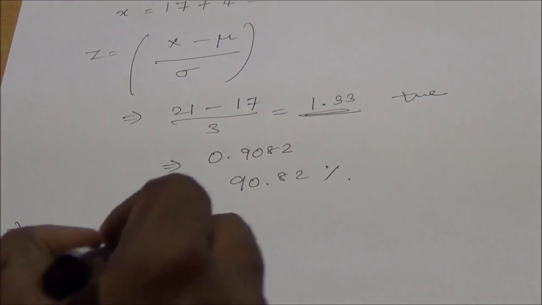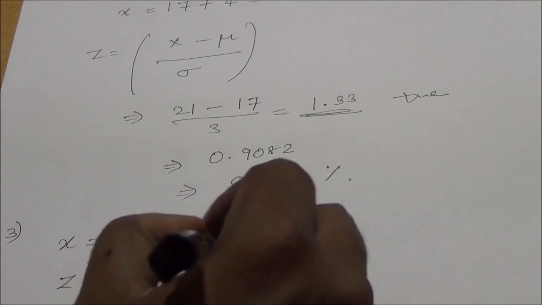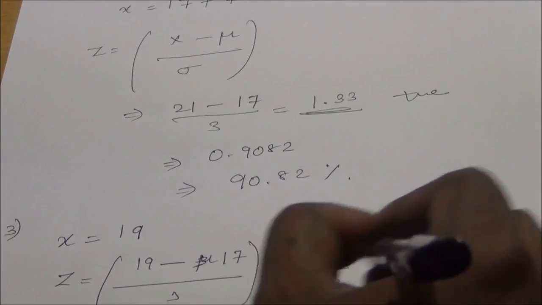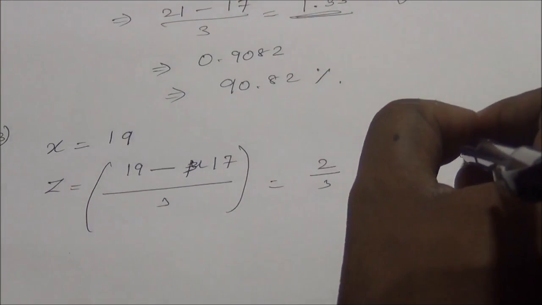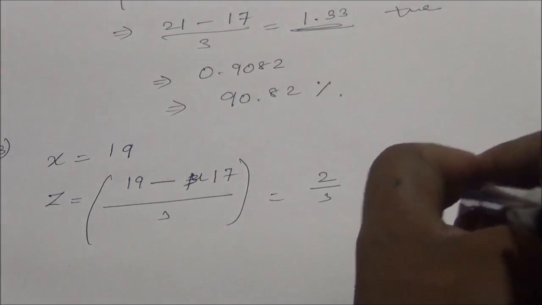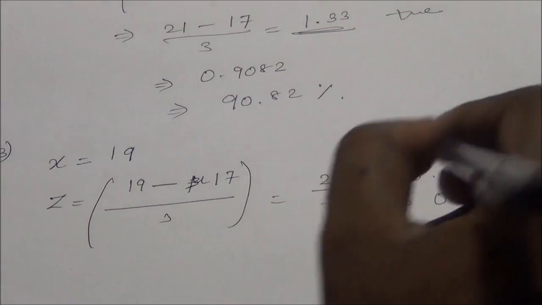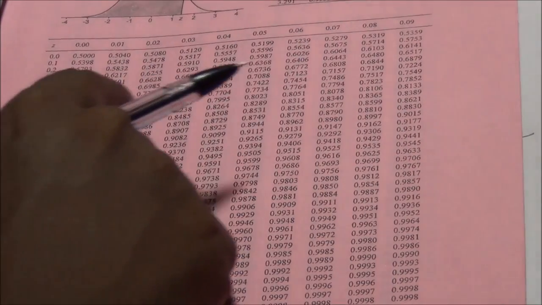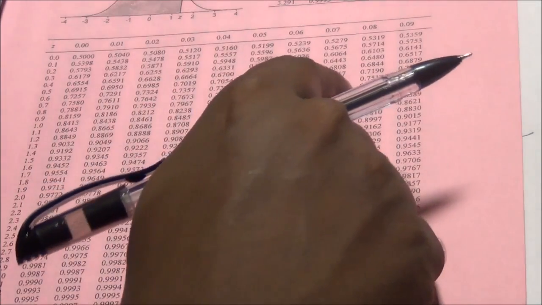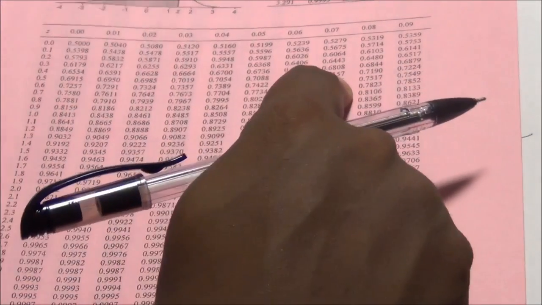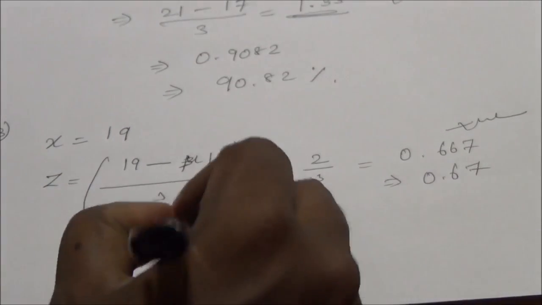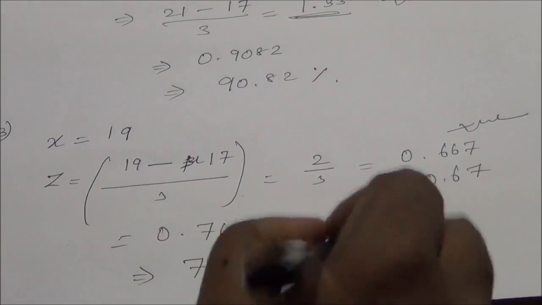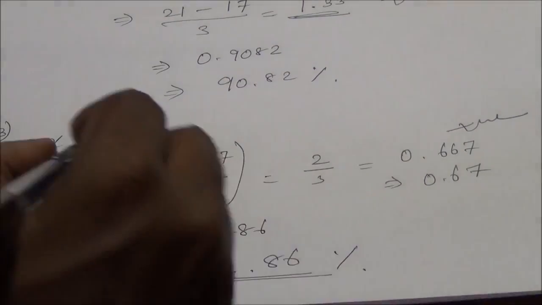So what you can do is calculate z. So 19 minus mu by sigma, that is 19 minus 17 by 3. We will be getting 2 by 3. So that is 0.667, or you can round it off to 0.67. Now since this value is positive, you can directly read it from the table. So for 0.67, it is 0.7486, so it is 74.86%. And this is the value for 19.